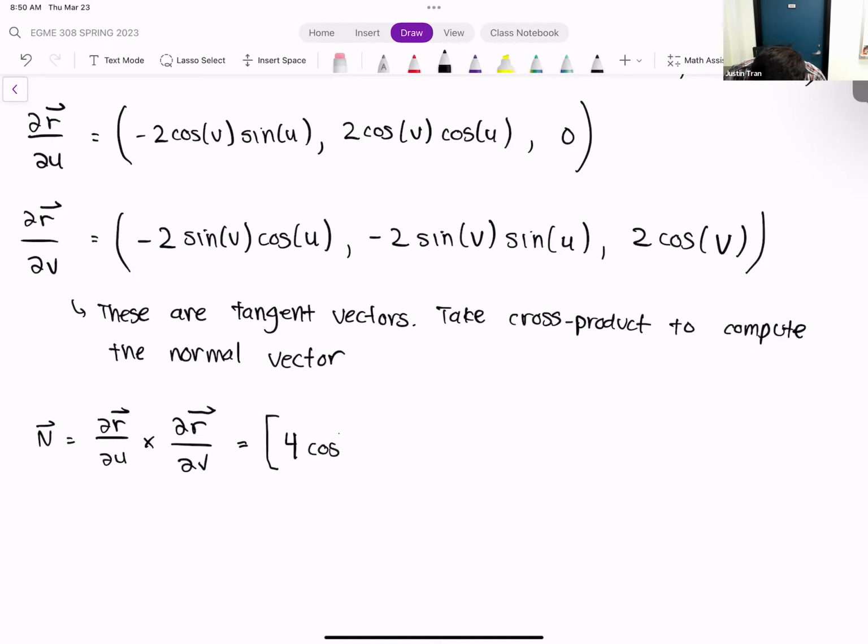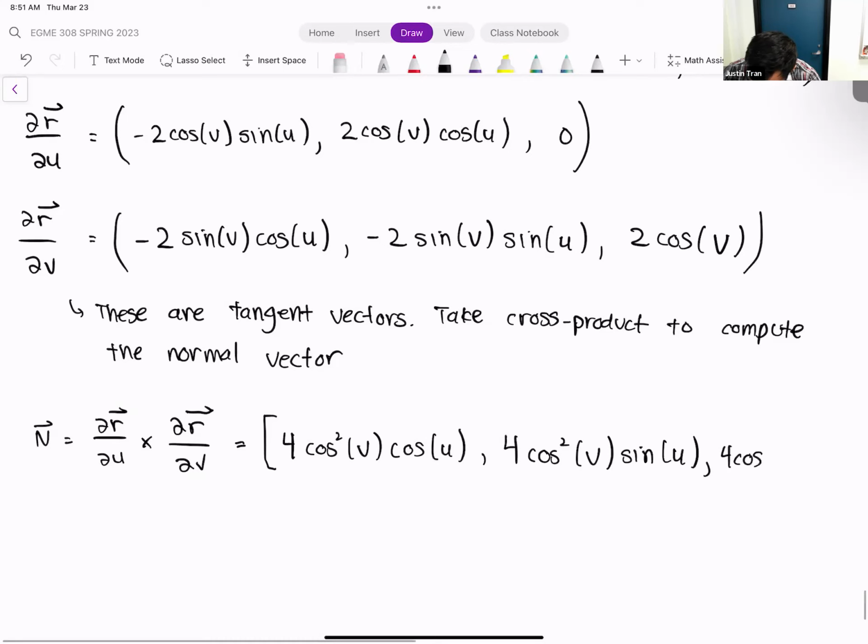All right. So what we get from this is 4 cosine squared v cosine u, 4 cosine squared v sine u, and then 4 sine v cosine v. So that's one piece of the puzzle, right? For the surface integral, the first thing that we need is the normal vector, which is what we have here. The next thing we need to do is put our F in terms of our parameterization.